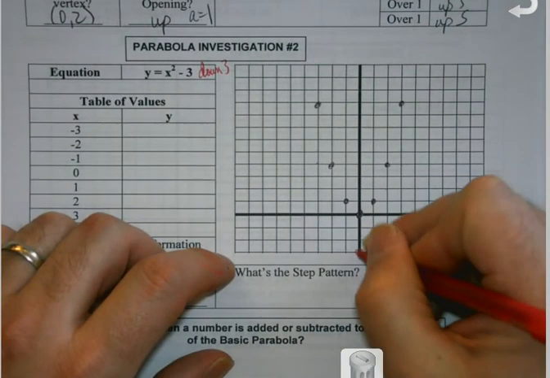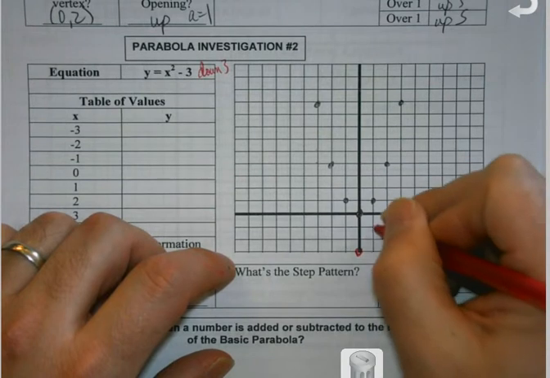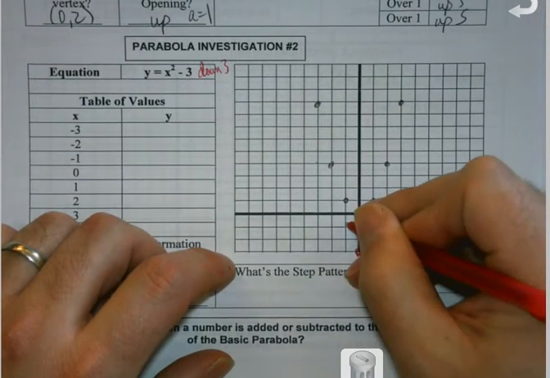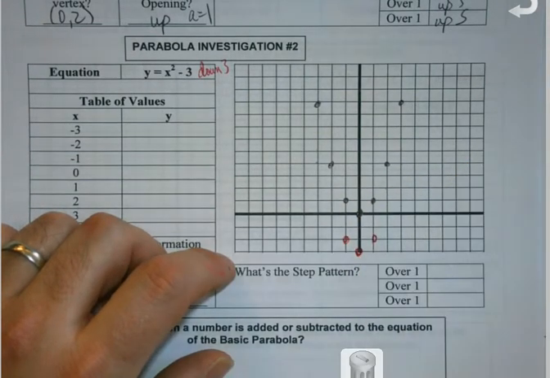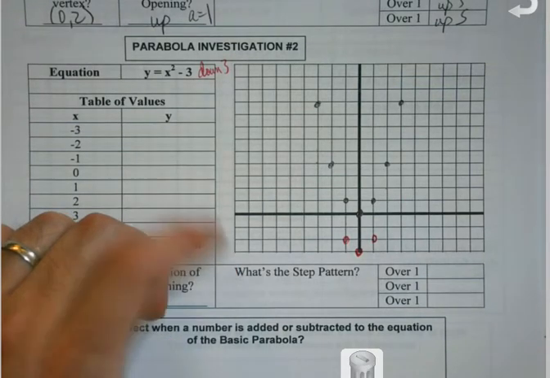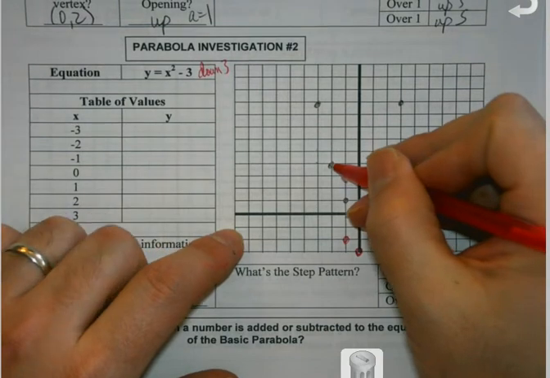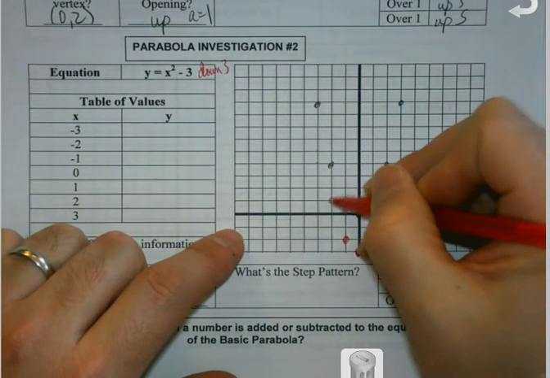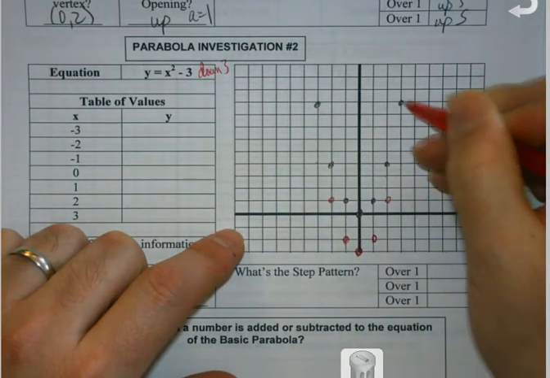1, 2, 3. 1, 2, 3. 1, 2, 3. And maybe if you don't have a different color that you're working with like I do, maybe you use little X's or something for your dots instead so you can tell which one's which.